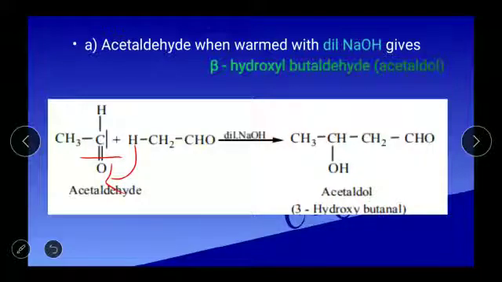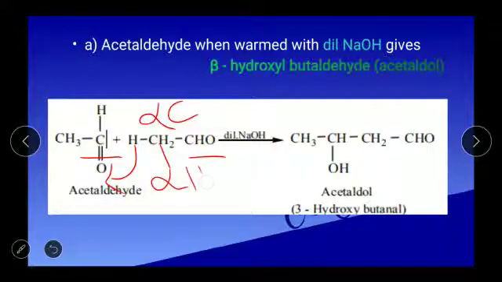Now we move to the alpha carbon and alpha hydrogen. What is alpha carbon? The carbon which is attached to the carbonyl carbon. Where is the carbonyl carbon? Here in the aldehyde group we have the carbonyl carbon. It is the first carbon attached to the carbonyl group, so it is named as alpha carbon. The hydrogen which is attached to the alpha carbon is named as alpha hydrogen. So this reaction takes place in the presence of alpha hydrogen.